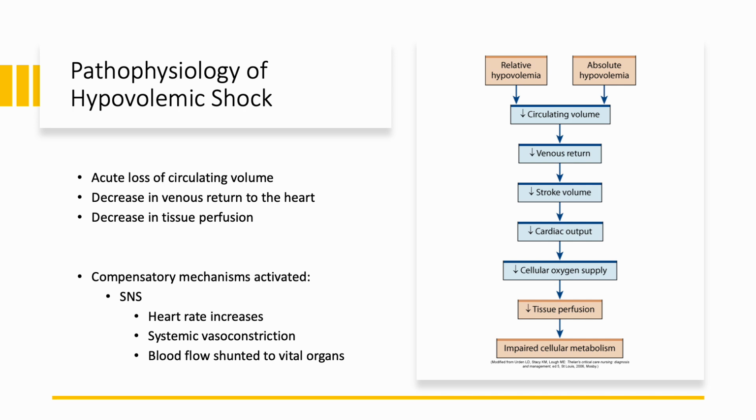To compensate, the body activates several mechanisms. The sympathetic nervous system increases heart rate and induces systemic vasoconstriction. Blood flow is shunted to vital organs, specifically the brain and heart, to maintain perfusion.